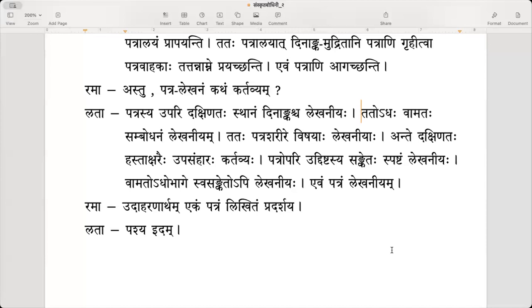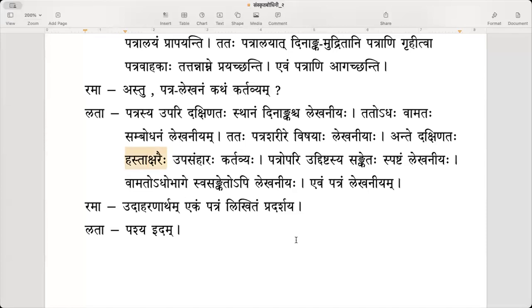Tataha patra sharire vishayaha lekhaniyaha. Then, after that, patra sharire, in the body of the letter, the vishaya, or the matter, should be written. Ante dakshinataha hastaksharaihi upasamharaha kartavyaha. So then at the end, to the right again, you give your signature, and upasamhara is like a summary, the conclusion. So it must be concluded. Upasamharaha kartavyaha, the conclusion must be done using hastakshara.